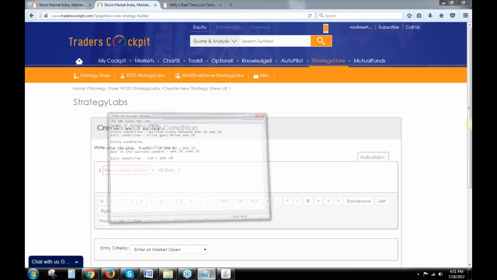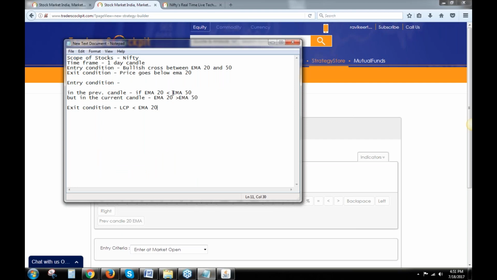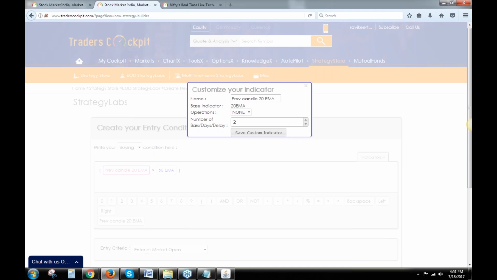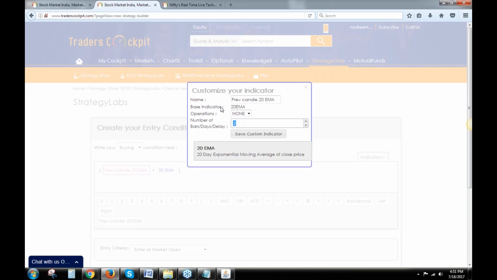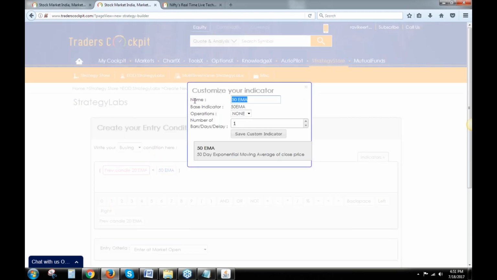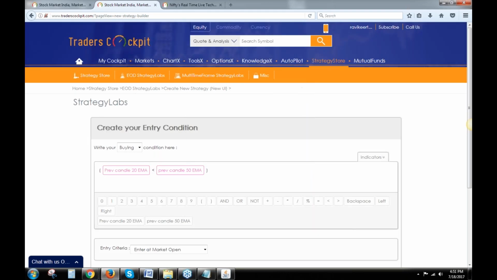As per my statement, my first condition was that in the previous candle, EMA 20 should be less than EMA 50. So I took the previous candle 20 EMA value. For that purpose, I marked the number of bars as 2, like the second last candle from here, where the EMA 20 value should be less than EMA 50. This EMA 50 also I need to rename. Let us rename it as previous candle EMA 50. As we did for EMA 20, in the same way we'll mark the number of bars as 2 here, and just save the indicator.